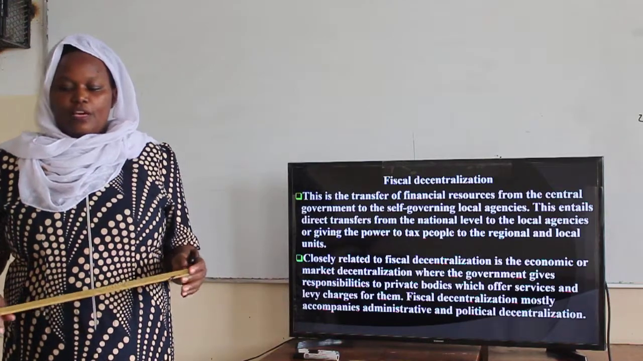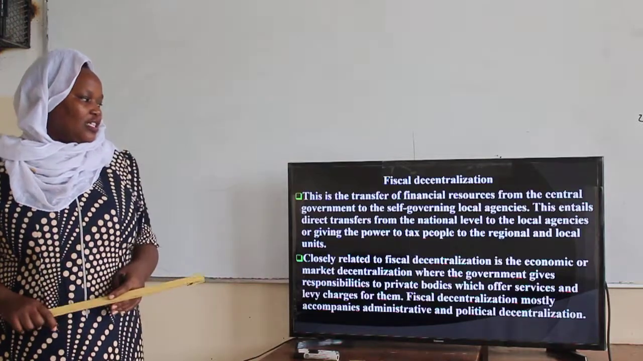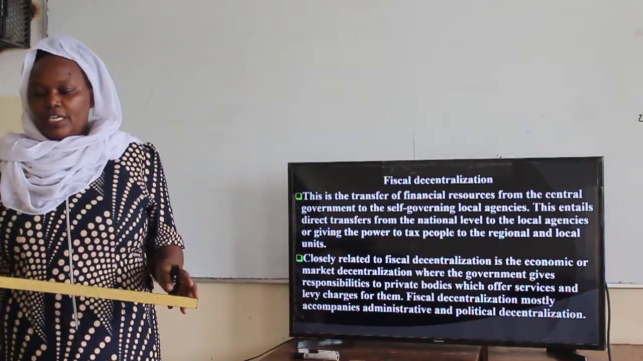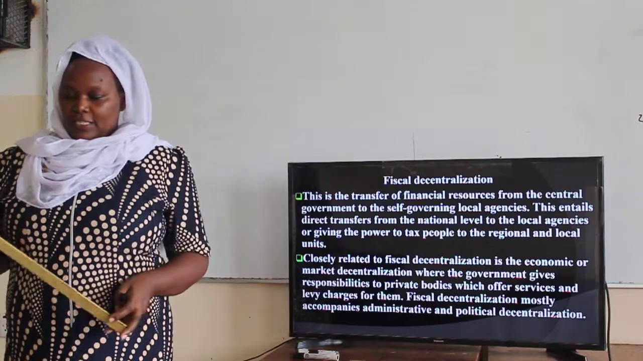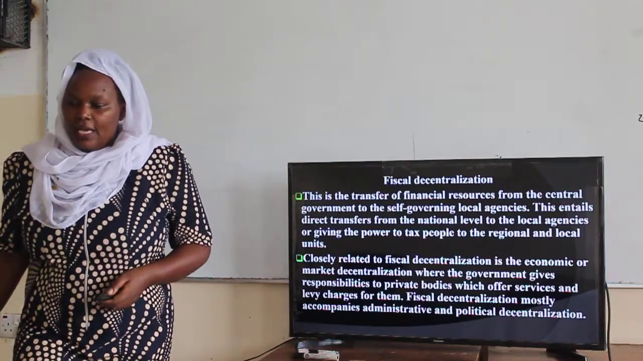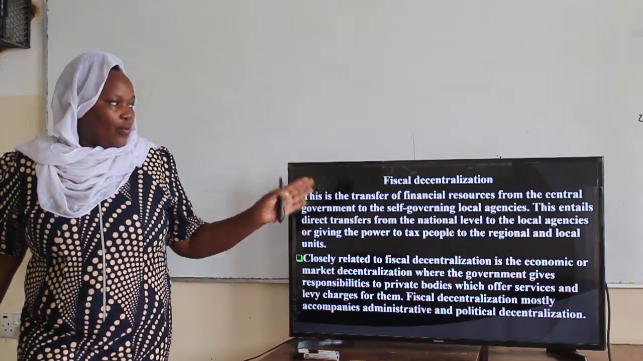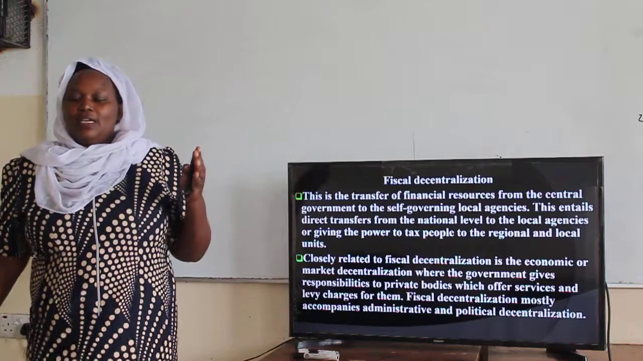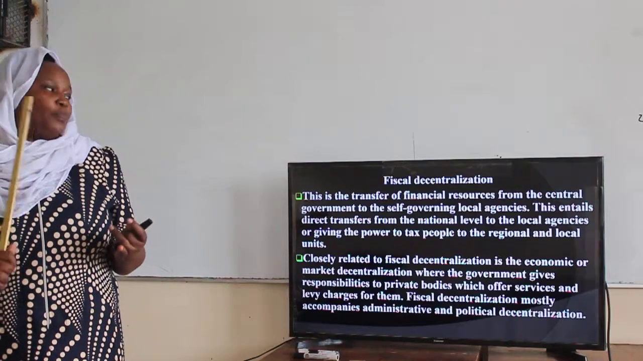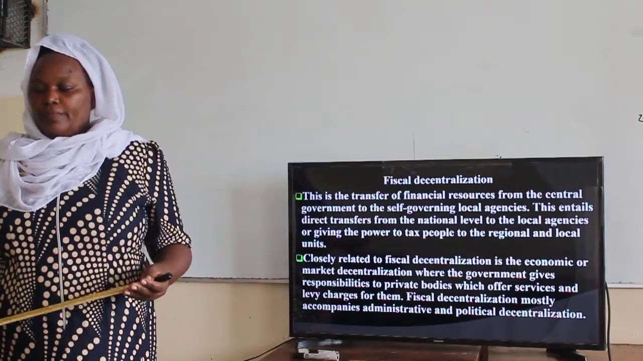and the like. Then closely related to fiscal decentralization is the economic or market decentralization, where the government gives the responsibility to private bodies which offer services and levy charges for them. So fiscal decentralization mostly accompanies administrative and political decentralization. That is the way the government decentralized. That's how decentralization has occurred. So I've talked about political, administrative, and finally the economic decentralization.